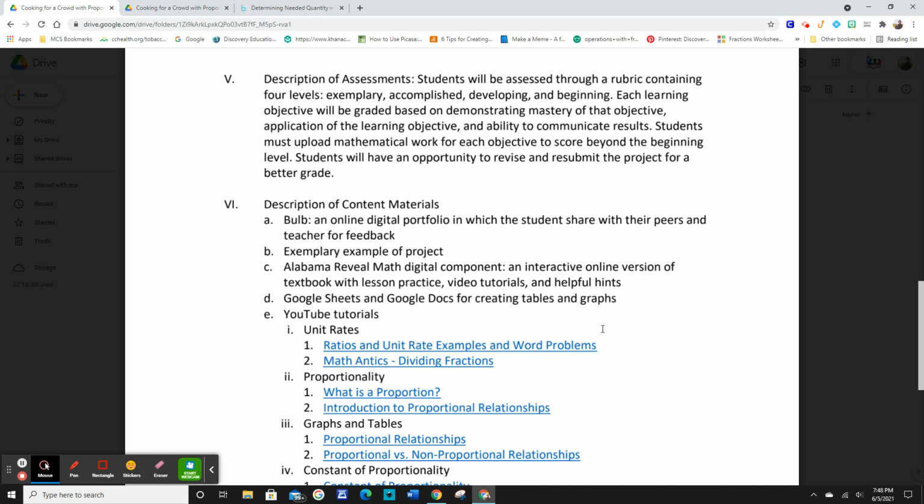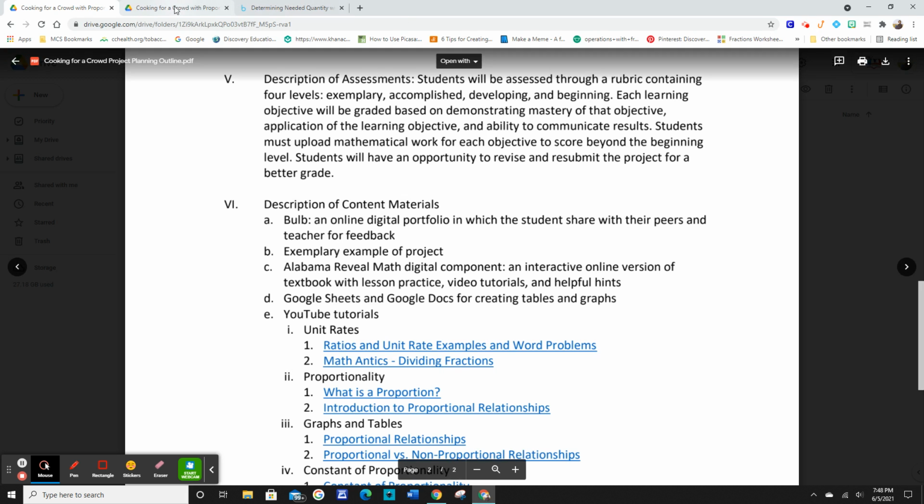Students will have an opportunity to revise and resubmit the project for a better grade. So once they actually get their grade, they will have an opportunity to revise that, and they can seek out help with me. They could seek out the help of their group mates, various different avenues for that, so that when they resubmit it, they can move up a level or 2 in each of the objectives.